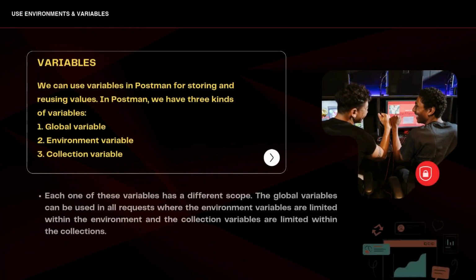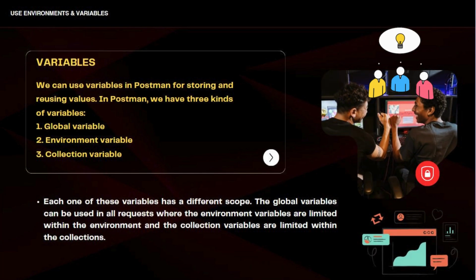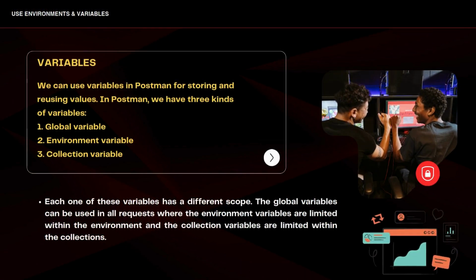Variables. We can use variables in Postman for storing and reusing values. In Postman, we have three kinds of variables. 1. Global variable. 2. Environment variable. 3. Collection variable. Each one of these variables has a different scope. The global variables can be used in all requests, whereas the environment variables are limited within the environment and the collection variables are limited within the collections.